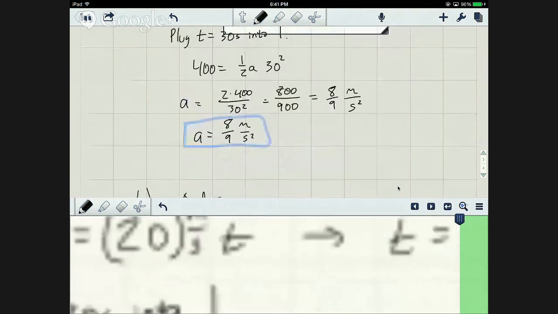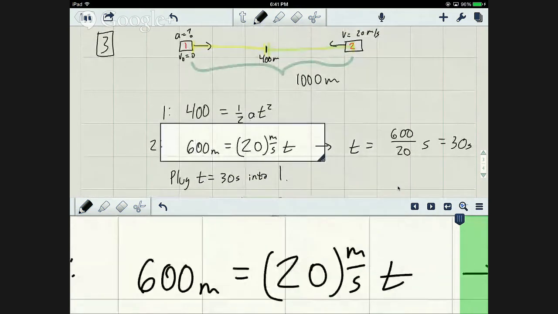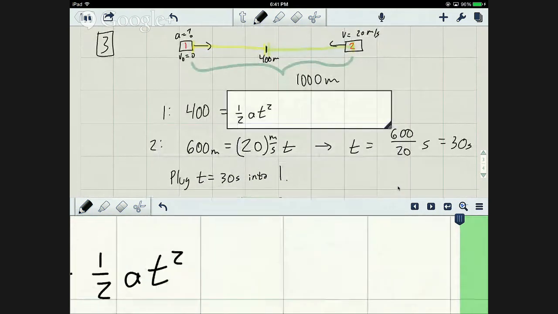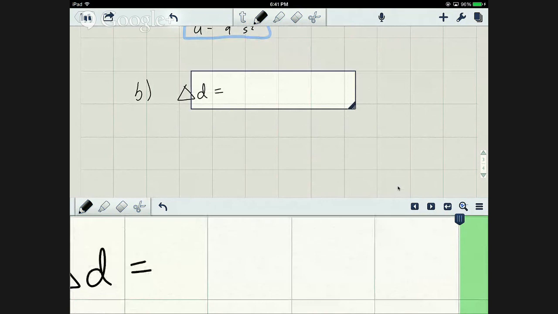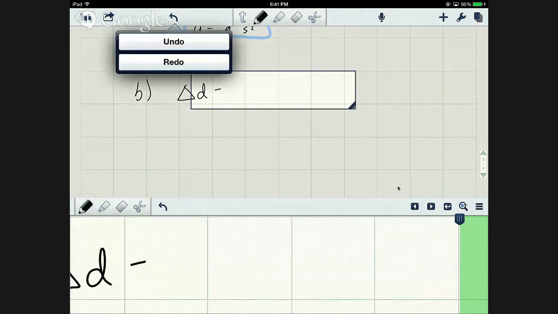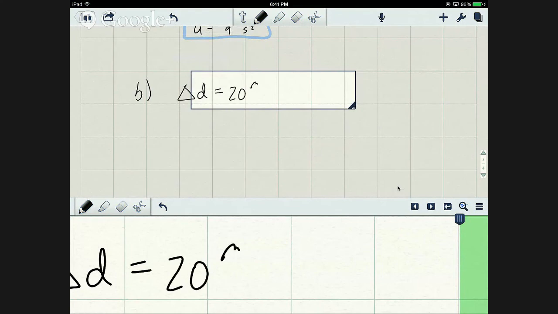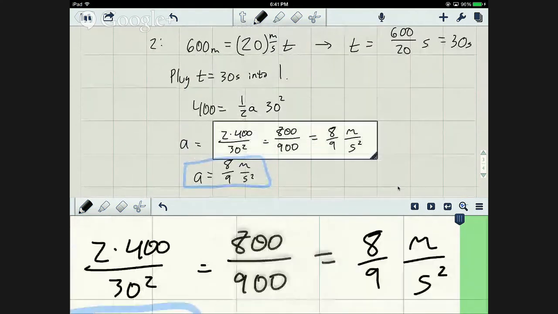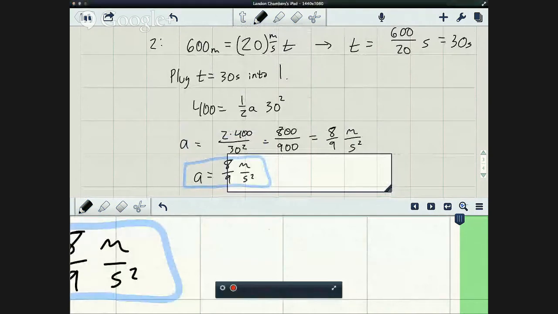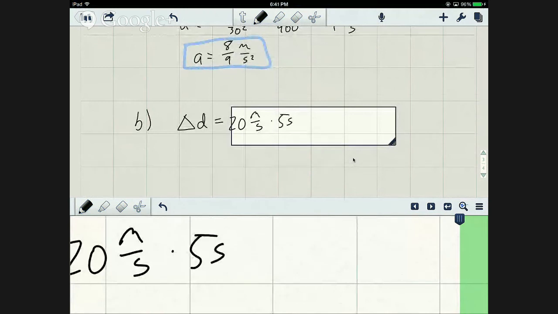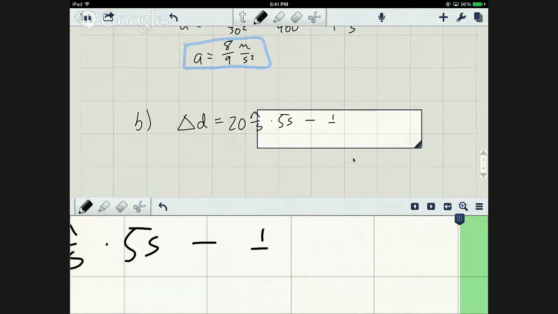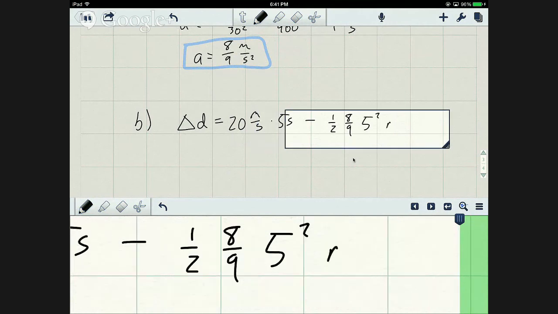So we're going to take this car's function for distance: 20 meters per second times that time, minus this one. So we're going to get 20 meters per second times the time of 5 seconds, minus 1/2 times 8/9 meters per second squared times the time of 5 seconds squared. That's going to get me meters here.